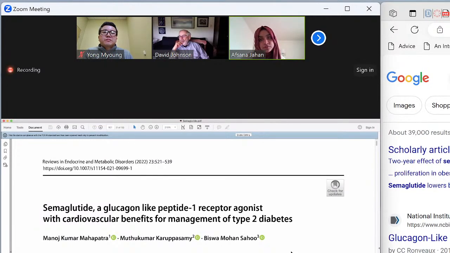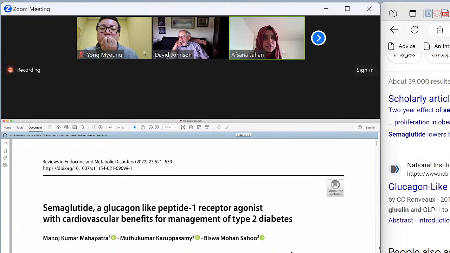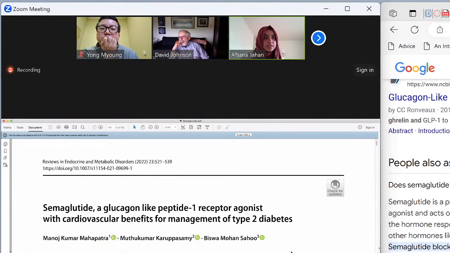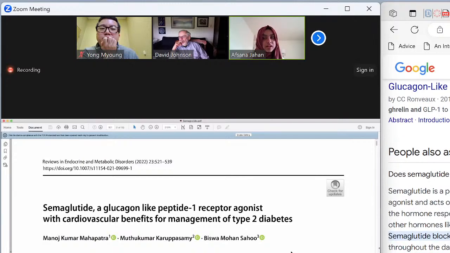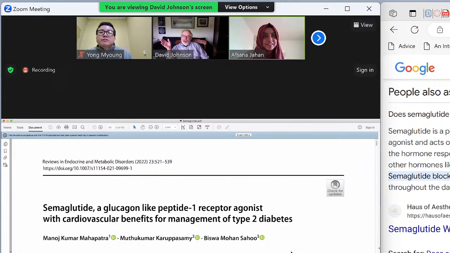One little thought, Dr. Johnson. As I was going through this paper, what I personally thought is the benefit they stated is common with other anti-diabetic drugs as well. The one benefit was that the dosing is once a week, but the other cardiovascular effects, on stroke, weight loss, I think almost all the anti-diabetic drugs have the same properties. So that was my personal thought about semaglutide.